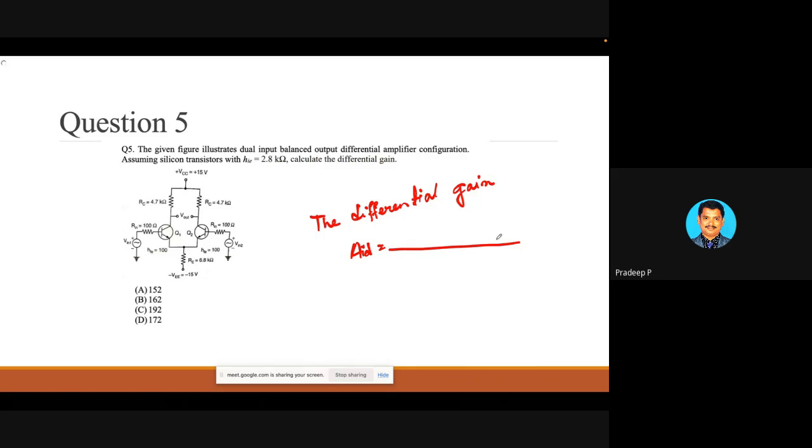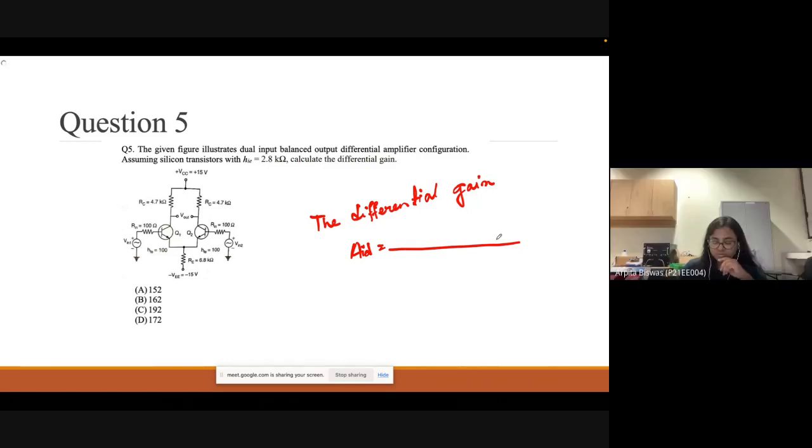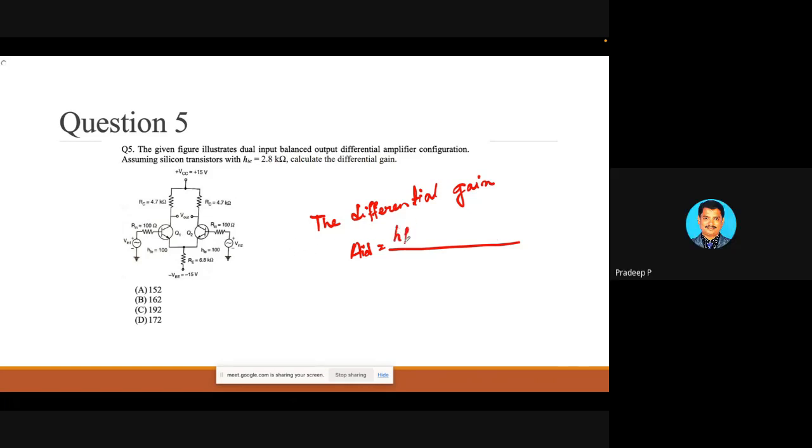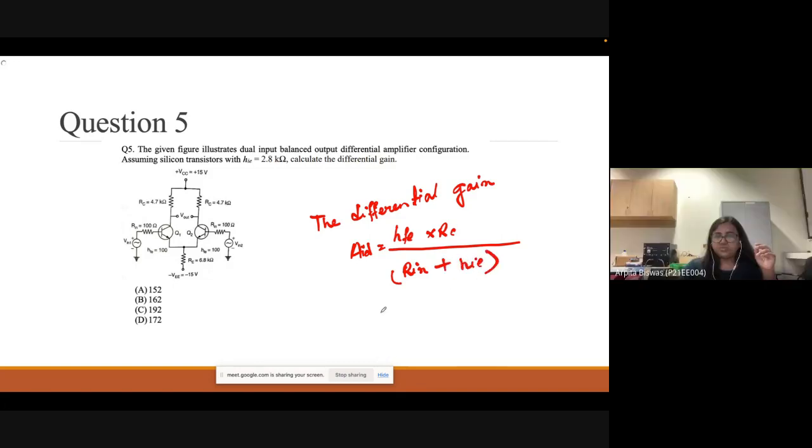Madam, the formula is HFE into RC by 2 into RC plus HIE. No, the formula is HFE into RC by 2 into RIN, where RIN is RE plus HIE. Okay, just put the value of RN here. You can directly put the value, this one, I think 100 ohms. Yes, and just tell me the right answer.